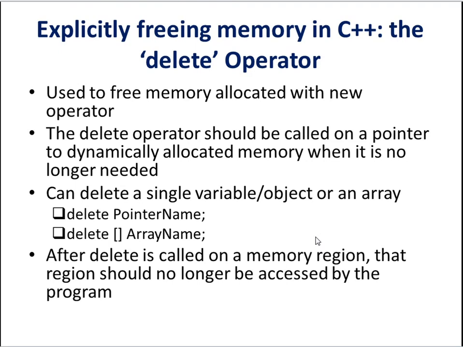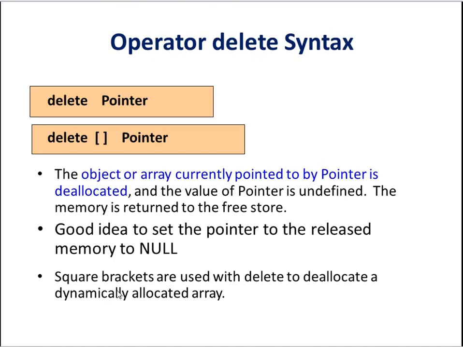Can we delete a single variable, object or an array? Yes, it is possible to delete a single variable or object, or an array of objects. The syntax for it is: delete pointer name, or delete[] array pointer name. After delete is called in a program, the memory region is freed to use for other purposes. And once it is deleted, there is no longer any way we can access it through the program. This is the syntax for the operator delete: delete pointer, name of the pointer, or delete[] array pointer.